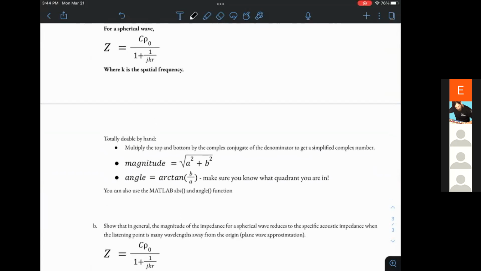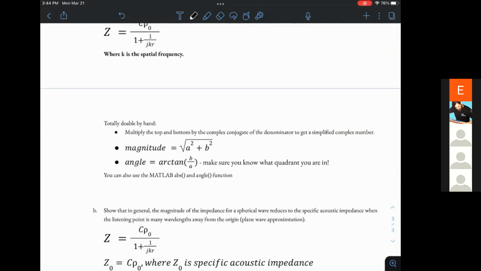This is totally doable by hand. What you would do is take this complex number that you found by plugging in the values in that equation for z. You would multiply the top and the bottom by the complex conjugate to get a simplified complex number, and then you'd take a magnitude this way, and then you'd take an angle by taking the arctan of b over a. Make sure when you use an arctan, you know what quadrant you're in, right? Because you can be 90 degrees off or whatever very easily.